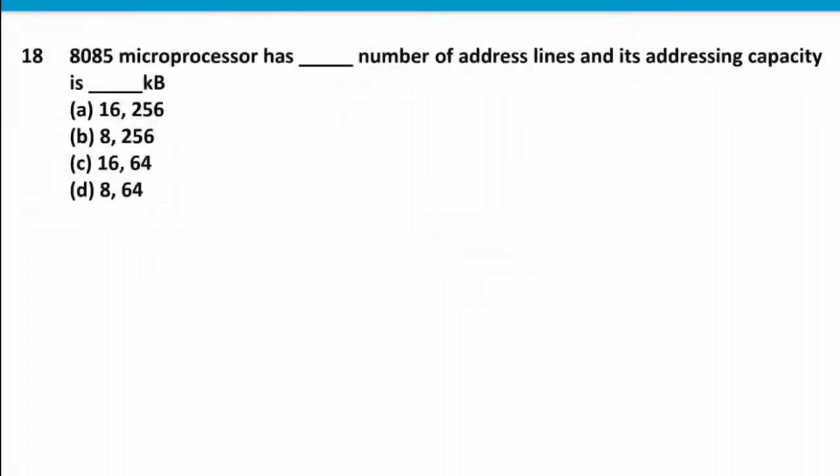Next question, 8085 microprocessor has dash number of address lines and its addressing capacity is dash KB. It has 16 address lines and it can address up to 64 KB. So option C is the correct answer here.